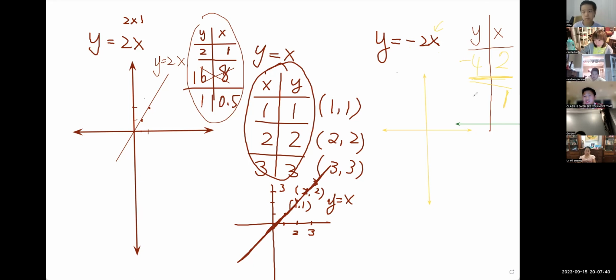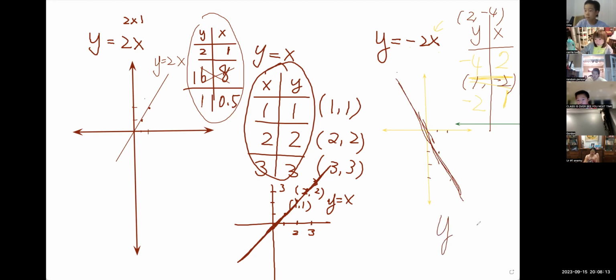I hate them, okay? So when x equals 1, y equals what? It equals -2. Very good. So this one is 2, -4, and this one is 1, -2. So 1, -2, right? And 2, -4. Is it here? So we have a line like that. Get it, boys and girls? So this line represents y equals -2x.